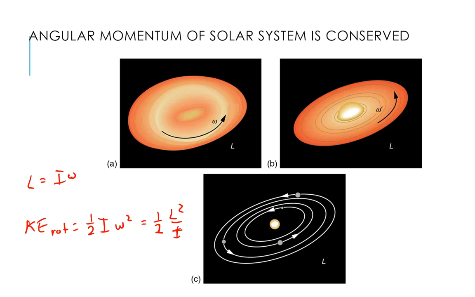Since her angular momentum stayed the same and I got smaller, what happened to her kinetic energy? If I gets smaller and L stays the same, it increased. So her kinetic energy increased. Why did her kinetic energy increase when she brought them in? Let's talk about energy. Energy can't be created or destroyed. So what would make her kinetic energy go up?